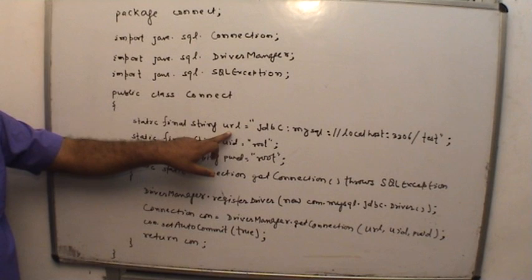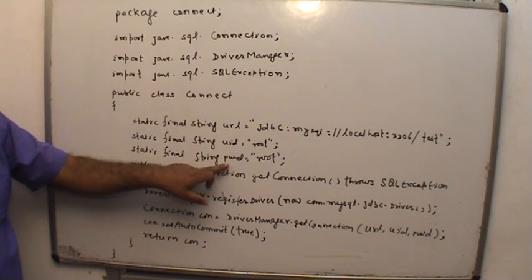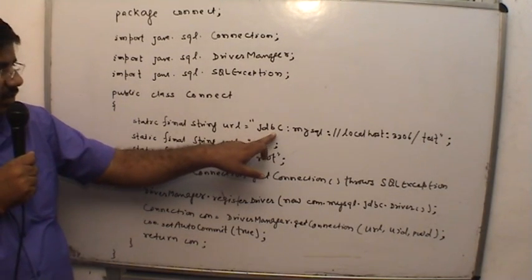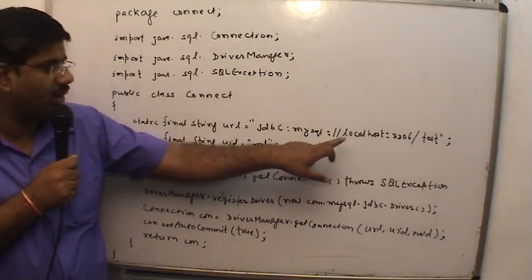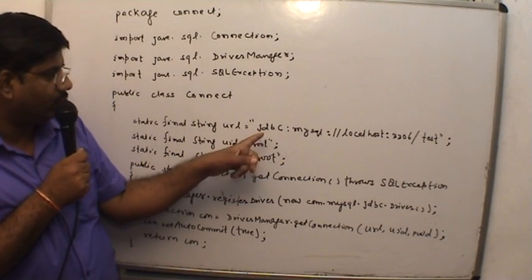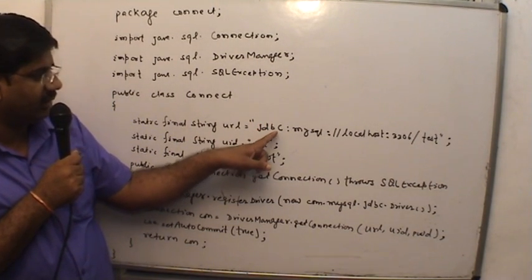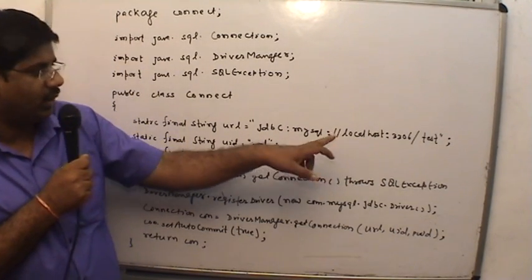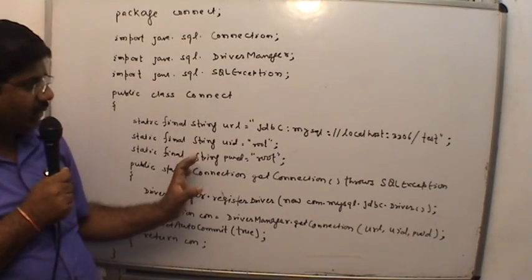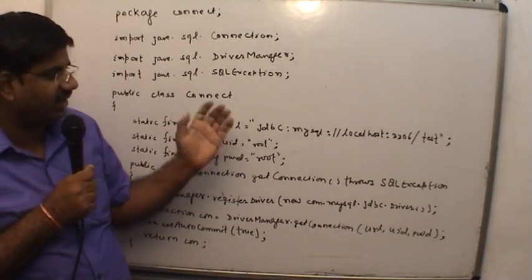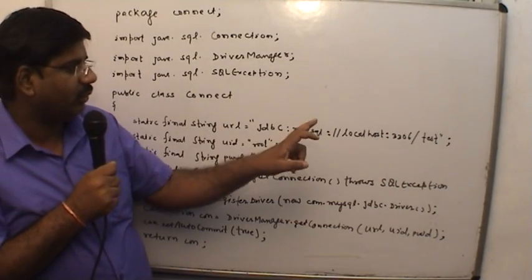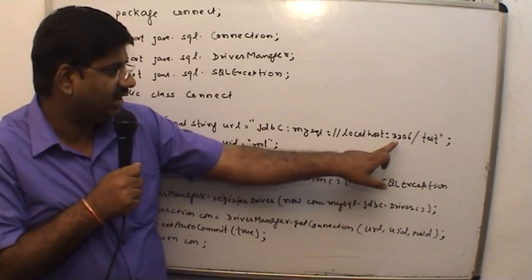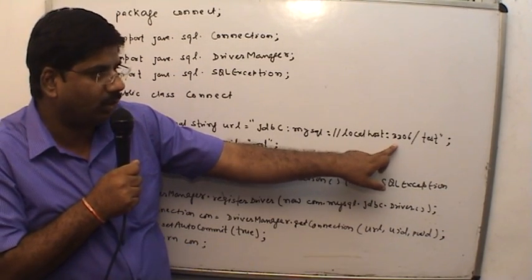We have taken 3 variables, URL, UID and password. URL, that is the uniform resource locator, that is jdbc:mysql://localhost, means we are going to do the Java database connectivity with the MySQL database on the localhost system. If you are going to use this code in an online application, there you have to use the IP address instead of localhost, and 3306 is the default port number.